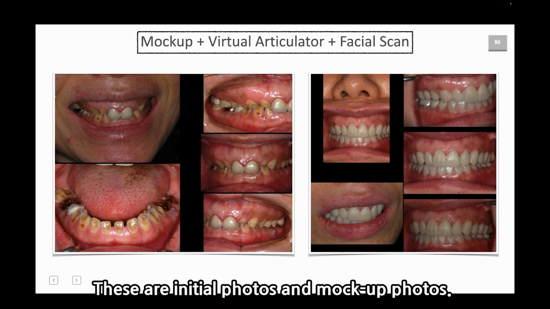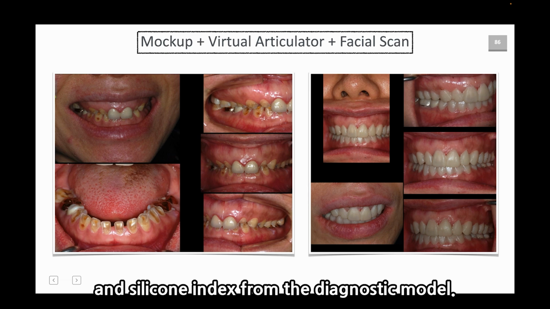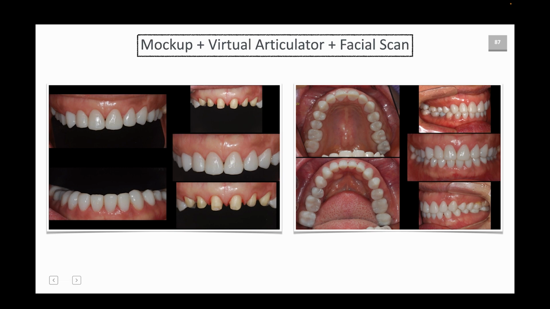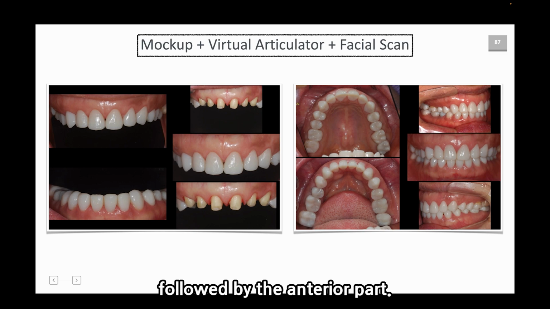These are initial photos and mock-up photos. The mock-up was done using 3D printing and a silicone index from the diagnostic model. The restoration was completed using Biocopy function based on the same-day digital chairside diagnostic model. The posterior part was finished first, followed by the anterior part.